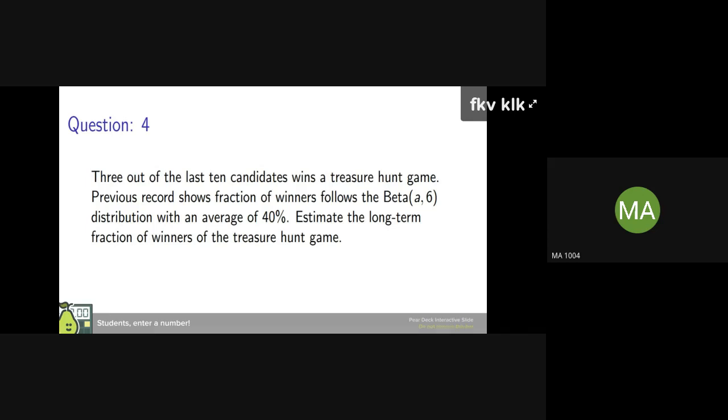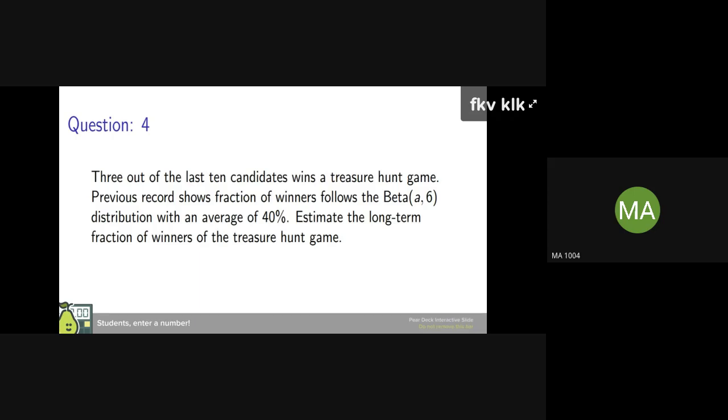It says three out of the last 10 candidates win a treasure hunt game. So the information is already given to you. There are 10 candidates, and out of those 10, 3 have won the treasure hunt game. Now, the previous record is prior knowledge for the fraction of winners. Let's say the fraction of winners is p. From the prior knowledge, the prior distribution of this p is beta a comma 6. It is also given that it follows this beta a comma 6 distribution with an average of 40%.